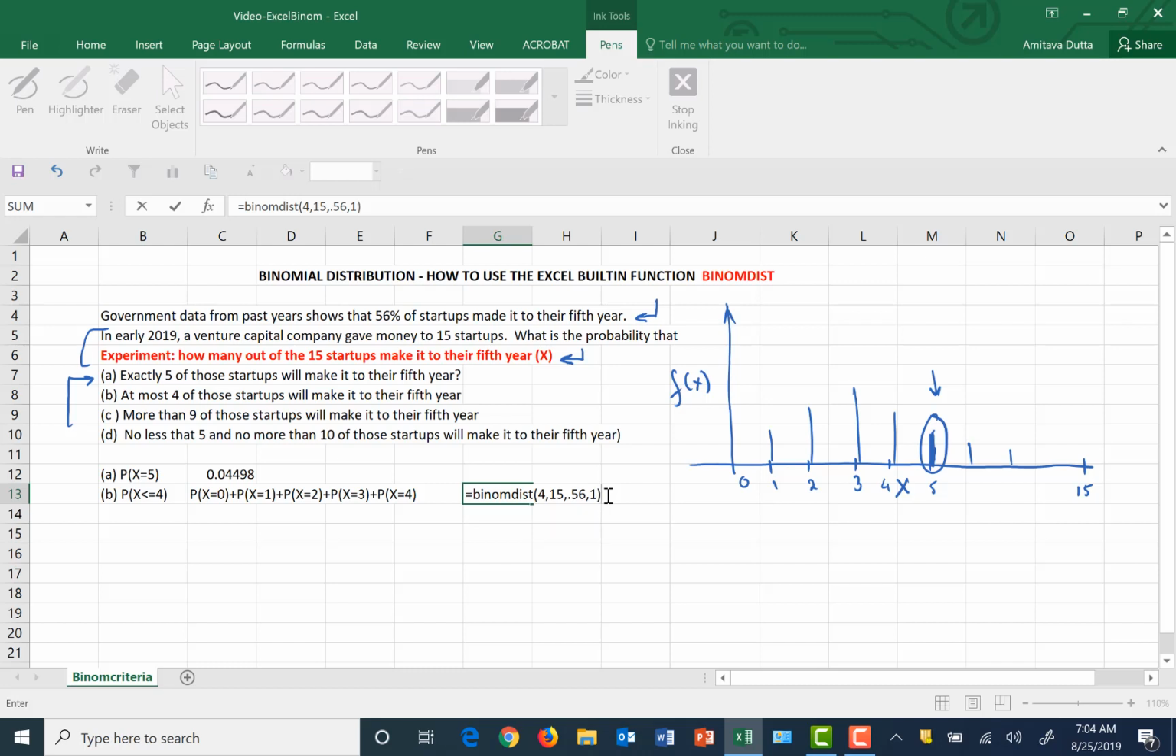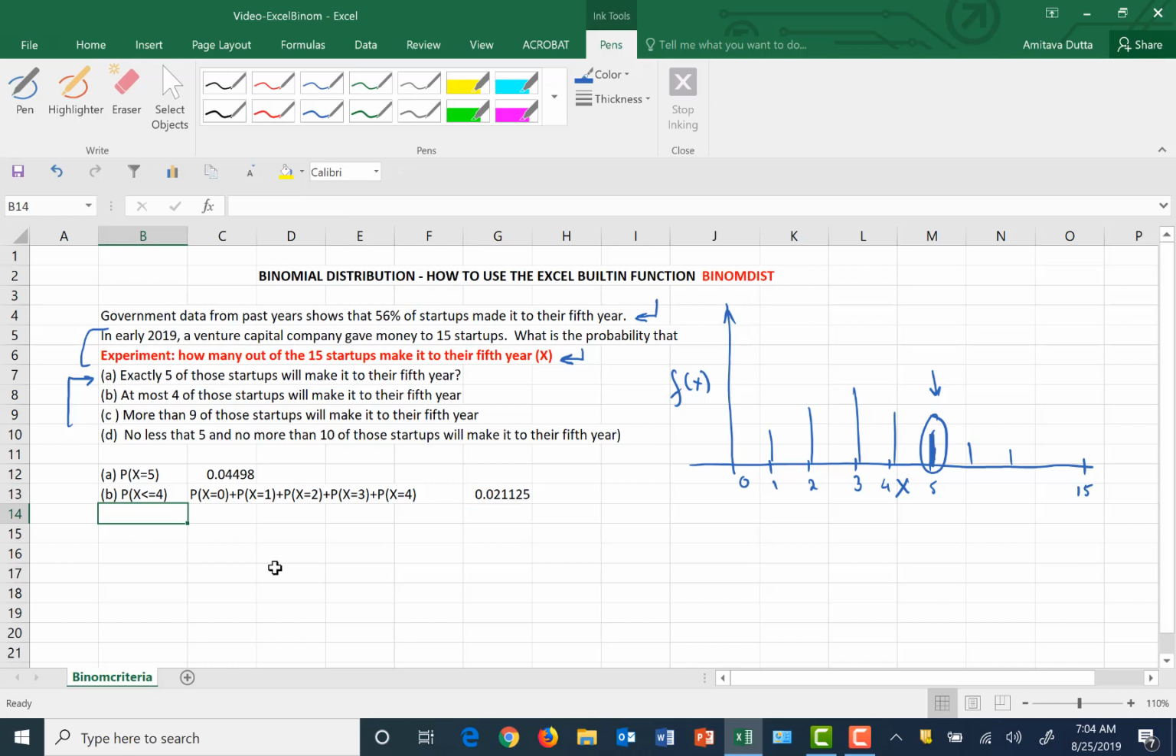You can do it all in one fell swoop. I'll put 1 as the parameter and here's the answer. So the likelihood of 4 or fewer startups making it to their 5th year is simply 2%.